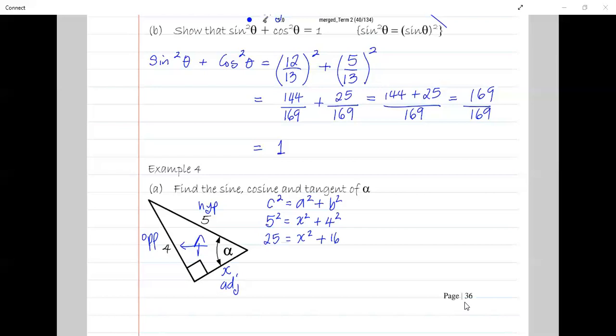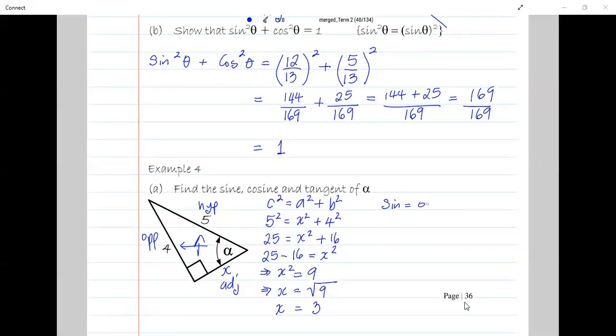Positive 16 goes over and becomes negative, so 25 minus 16 is equal to x squared. Therefore, x squared is equal to 9. The opposite of square is square root. Therefore, x is the square root of 9, and so x is equal to 3. x is 3.